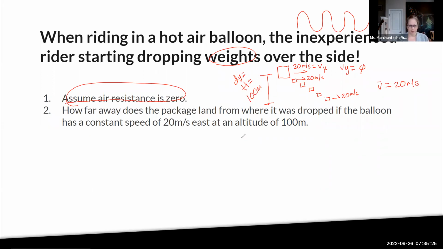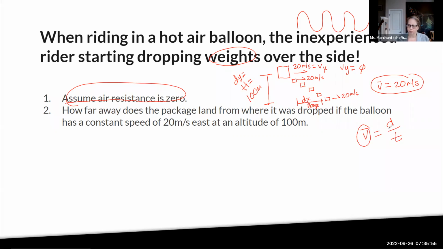What else do we know? We know how tall it is. So let me think about this. What do I need to know to figure out what this distance is? I want to know this distance, and that's also called the distance in the X, or the range. Well, I have that velocity average equation, distance over time, a super simplified one, but since we have velocity average, I can plug it in there.